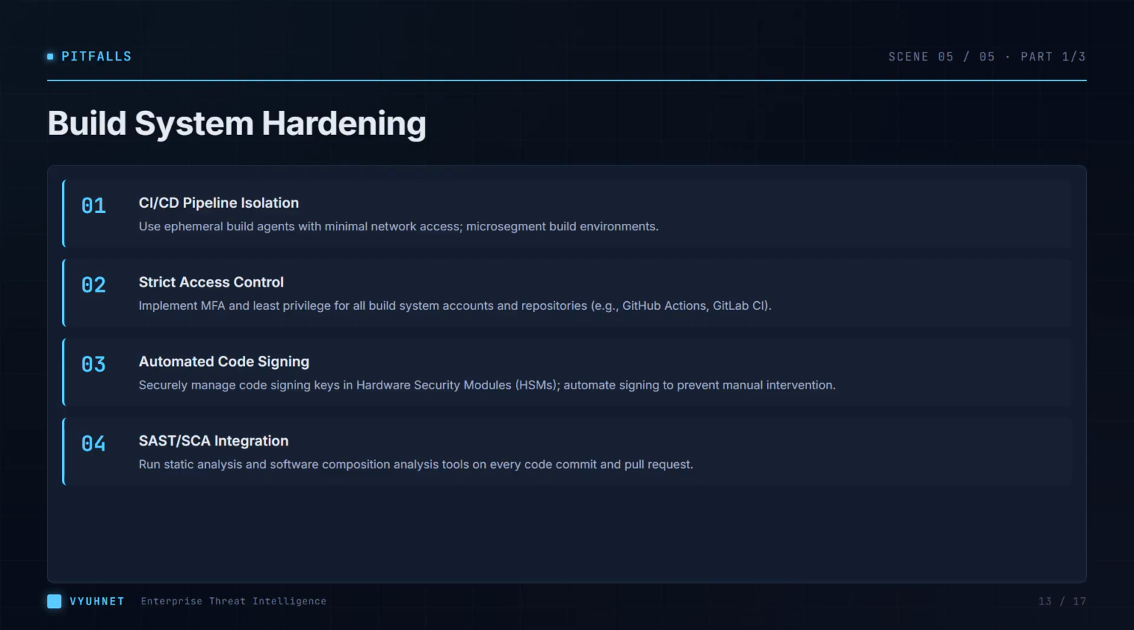Third, enforce code signing best practices, ensuring keys are securely managed and signing processes are automated and tamper-proof. Lastly, integrate static application security testing, or SAST, and software composition analysis, SCA, directly into the pipeline to catch vulnerabilities and malicious code early. A common mistake is allowing build agents broad network access or using long-lived credentials.